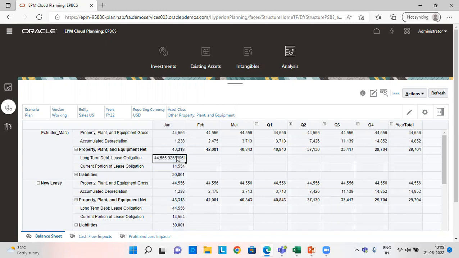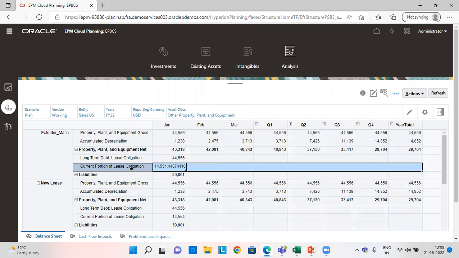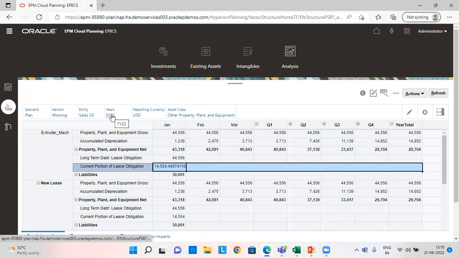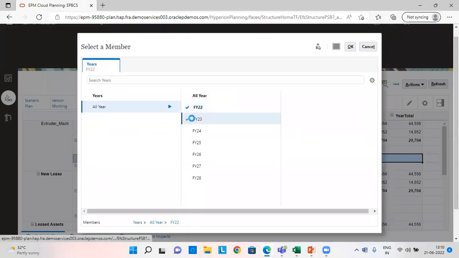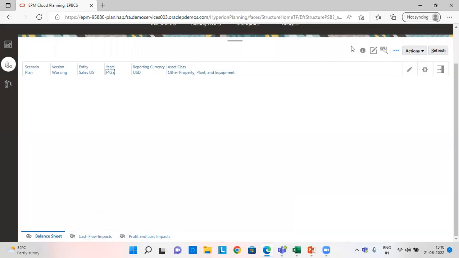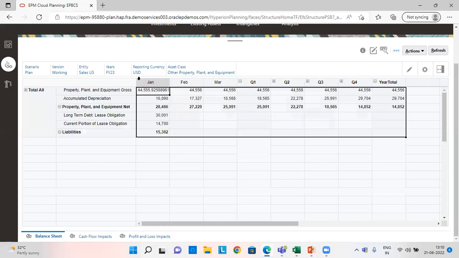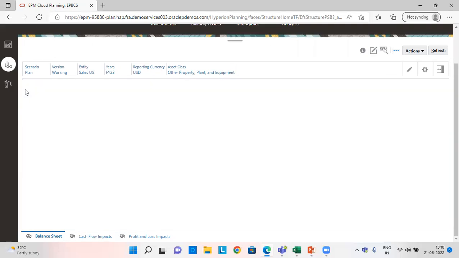As we can see here, our long-term debt is 44,555, but our current portion, which is 15,000 minus the interest amount, is 14,554. So this also gets validated for FY22. Similarly, we are going to perform this process for FY23 and FY24. Let's change the financial year, go to FY23, and check the figures. Let's expand this.